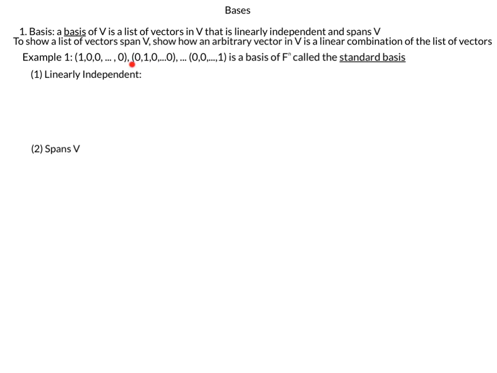The first thing we need to show is that these vectors are linearly independent. So I'm going to set up my equation, the homogeneous equation. I'm going to set up scalar a1 times e1 plus scalar a2 times e2 up to scalar an times en, and then I set that equal to the 0 vector.